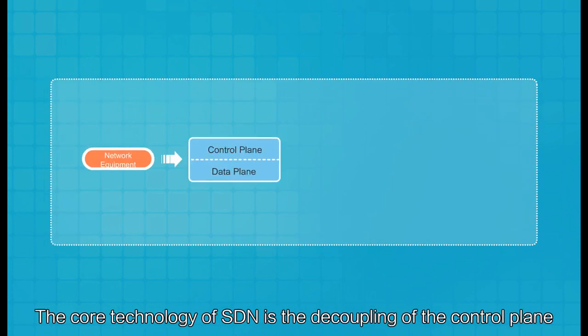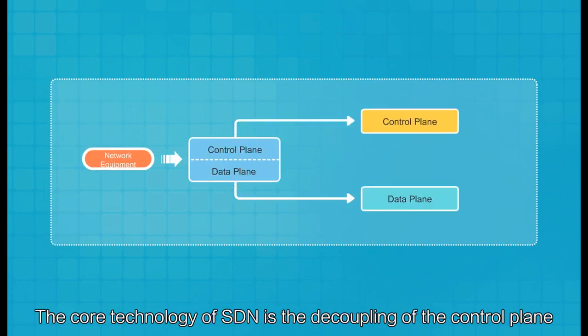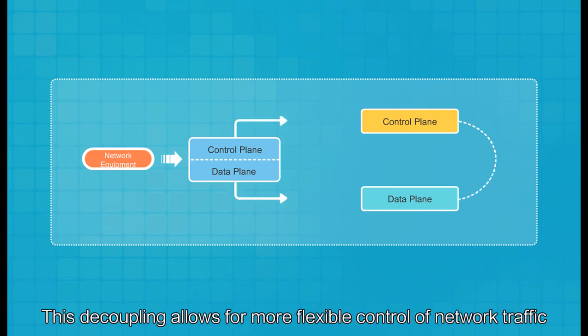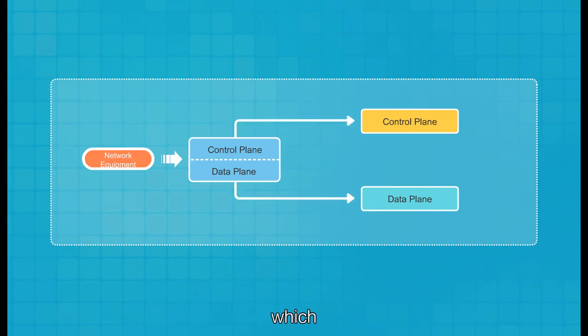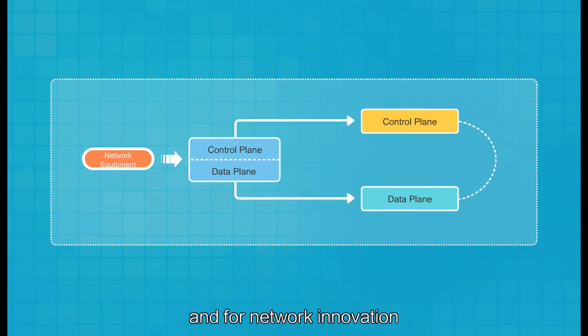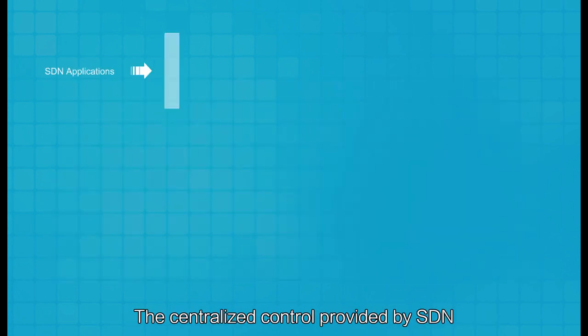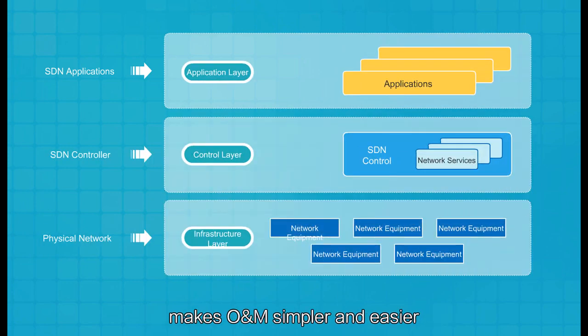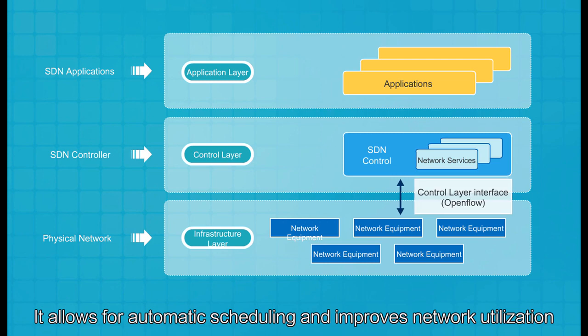The core technology of SDN is the decoupling of the control plane and the data plane of the network devices. This decoupling allows for more flexible control of network traffic, which in turn provides an excellent platform for new applications and for network innovation. The centralized control provided by SDN makes O&M simpler and easier. It allows for automatic scheduling and improves network utilization.